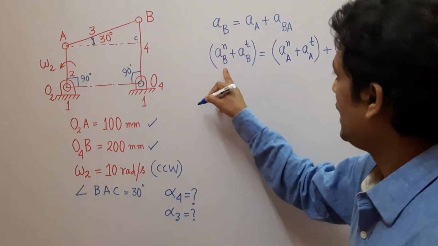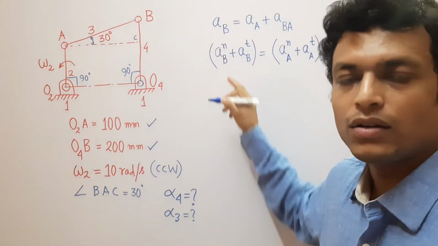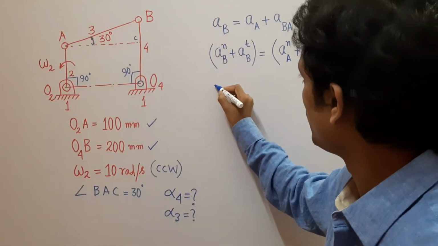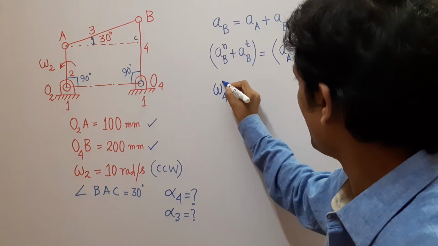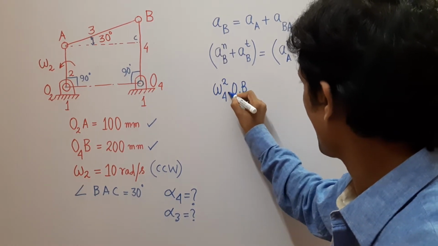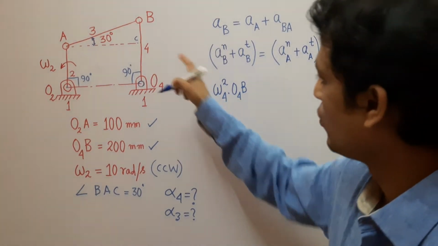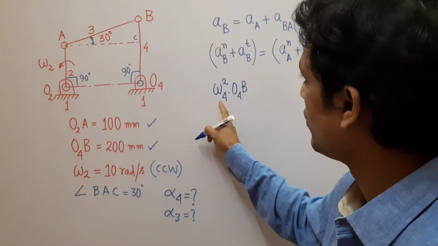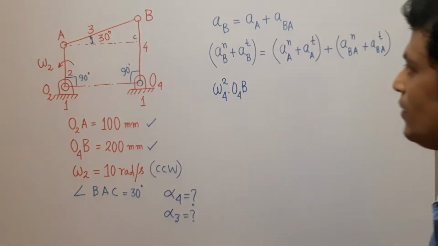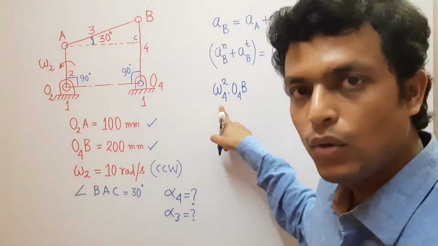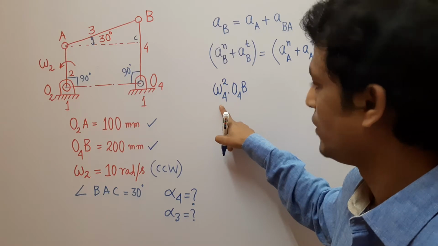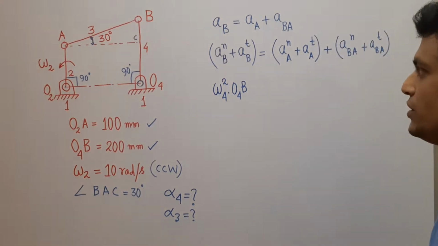So what is about ABN? Normal component or centripetal acceleration, that will be what? That will be omega 4 square O4B, where omega 4 is what? Omega 4 is angular speed of link number 4. We do not know that, we have to determine it. How to determine omega 4?